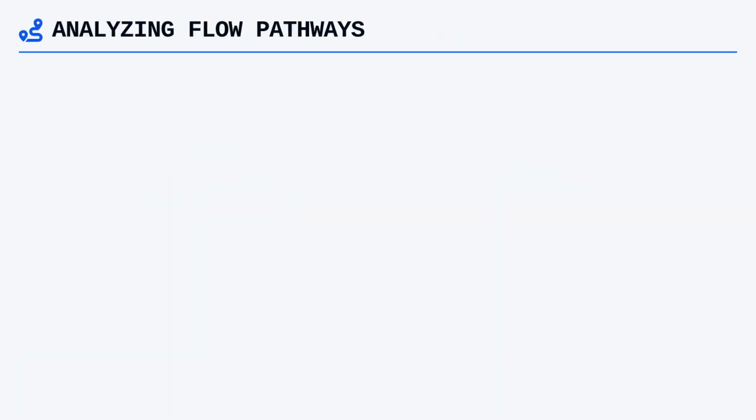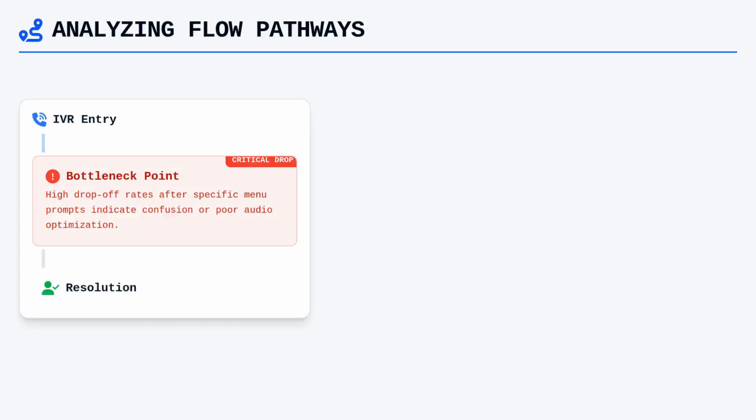Analyzing flow pathways is another area where data-driven diagnostics prove their worth, particularly when identifying bottlenecks in your IVR design. By examining the path an interaction takes through an architect flow, you can observe exactly where users are opting out or abandoning the interaction. If you notice a significant percentage of callers dropping off after a specific menu prompt, it is a strong signal that the menu structure is confusing or the audio prompts are poorly optimized.